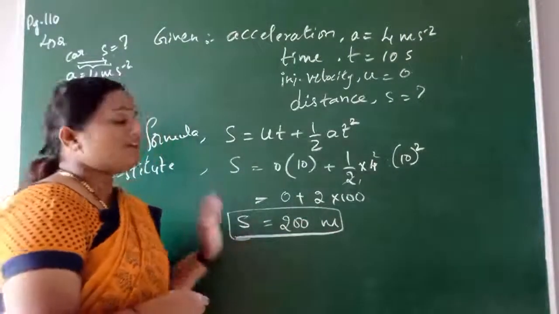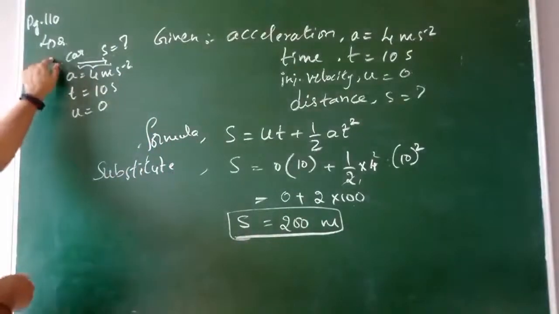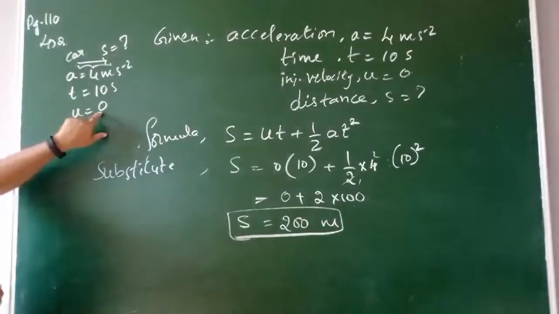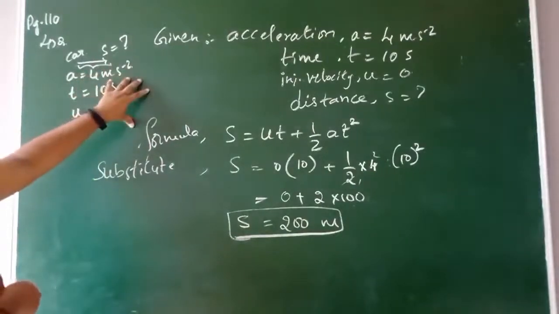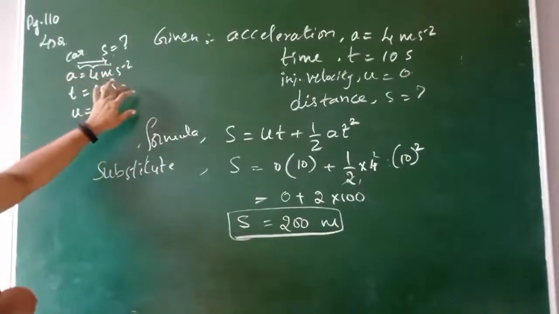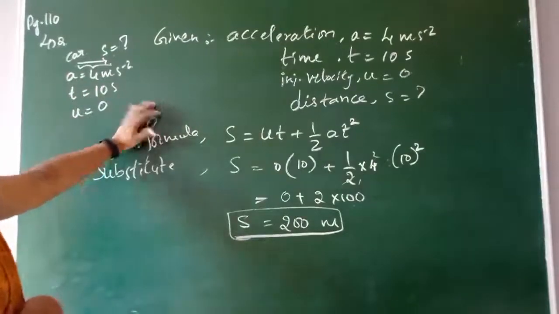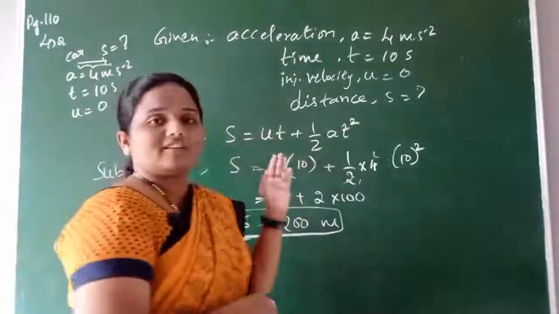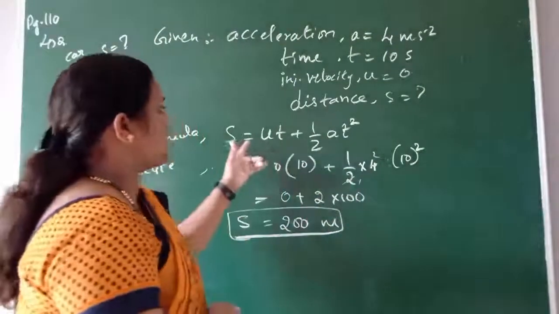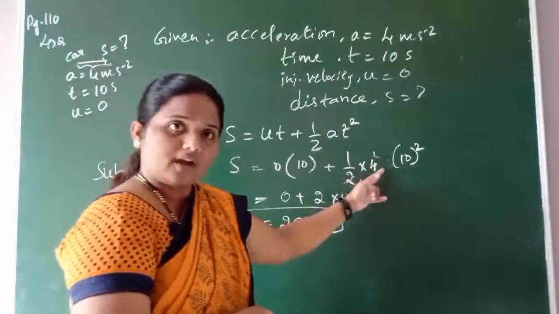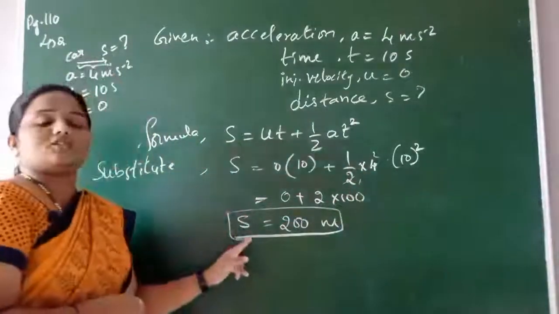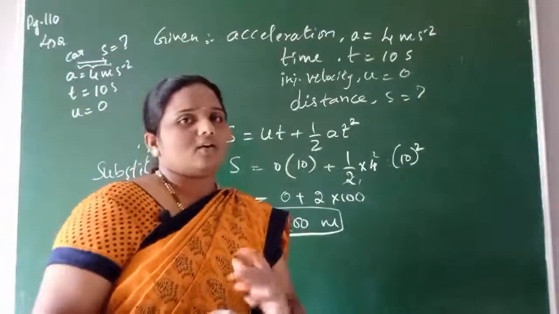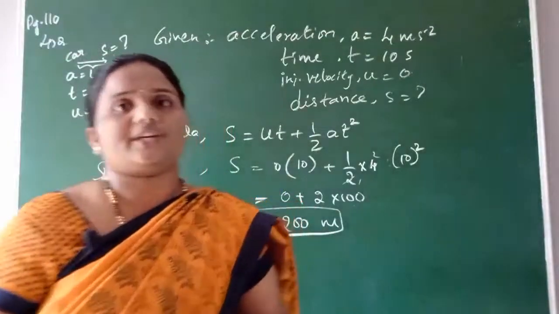Is it clear, children? Okay, once again I'll explain. That is, a car starts from an initial point, that is 0, with velocity to some distance. It will travel with an acceleration of 4 meter per second square in a given amount of time. How much? 10 seconds. Substituting all the given data in the second equation of motion, that is S is equals to ut plus half at square, we will get the distance value. S is equals to 200 meter. Is it clear? Okay, next we will move with the fifth question.